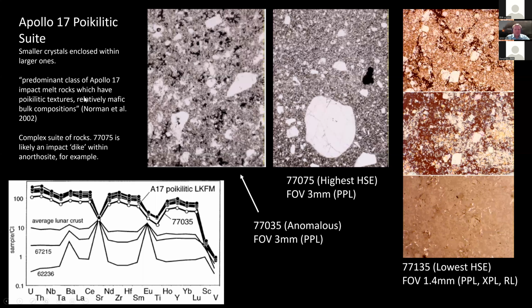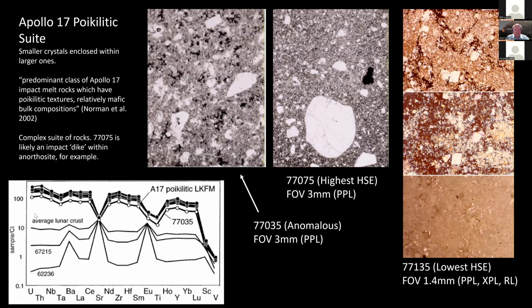And they noted that these materials were, this is what the definition of poikilitic is, smaller crystals enclosed within larger ones. They noted the predominant class of Apollo 17 impact melt rocks, which have poikilitic textures, relatively mafic compositions. And they pointed out that they have very KREEP, incompatible element rich signatures, KREEP standing for potassium, rare earth element, phosphorus. In modern equivalent, we would call it incompatible element rich.